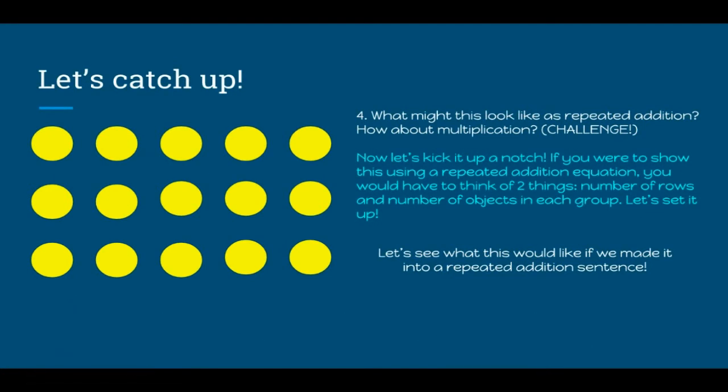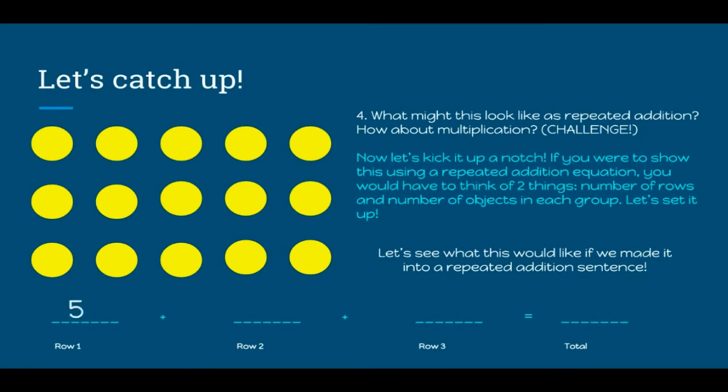Let's see what this would look like if we made it into a repeated addition sentence. We're going to lay out 3 spots. Each of those spots represents the 3 rows of counters. We leave a spot after the equal sign because we want to know how many counters we used in all.